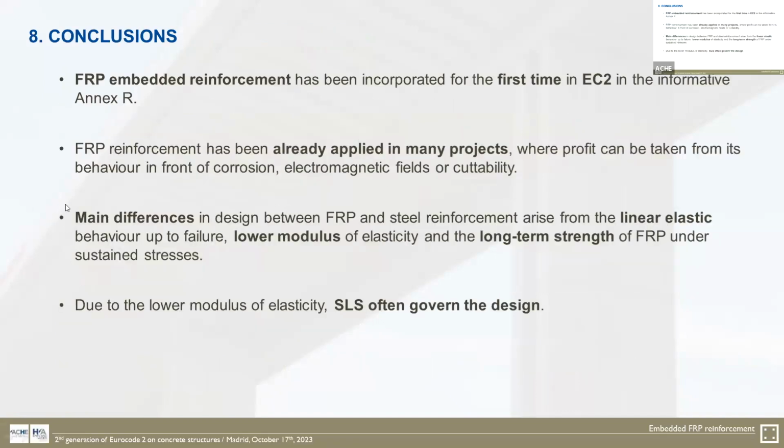And finally, the conclusions. FRP embedded reinforcement has been incorporated for the first time in the Eurocode, but in an informative annex. FRP reinforcement has already been applied in many projects where profit can be taken from its behavior, not generally. The main differences in design between FRP and steel reinforcement arise from the linear elastic behavior up to failure, the lower modulus of elasticity, and the long-term strength of FRP under sustained stresses. Due to the lower modulus, serviceability limit states often govern the design.